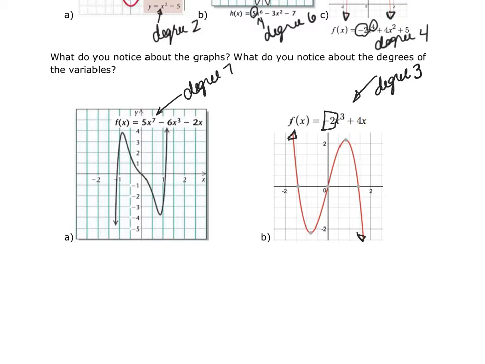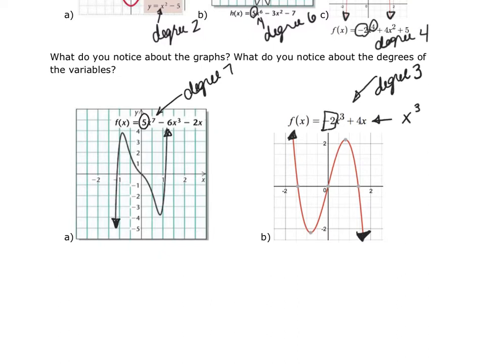So as x goes to negative infinity, my outputs go up. As x goes to positive infinity, my outputs go down. Whereas this has a positive leading coefficient, and so its graph looks like that. And this one is a transformation of the parent function x cubed.